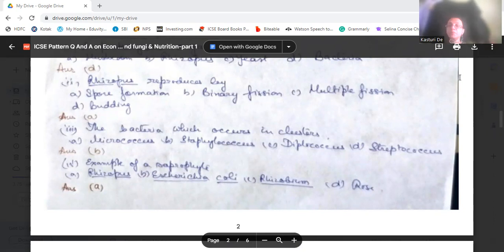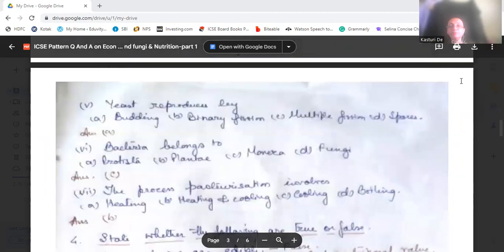It's a plant which grows on the land, in the soil. Escherichia coli is a parasite causing dysentery. Then yeast reproduces by budding. Bacteria belong to Monera. Then the process of pasteurization involves what? Heating and then cooling. So B is the answer.